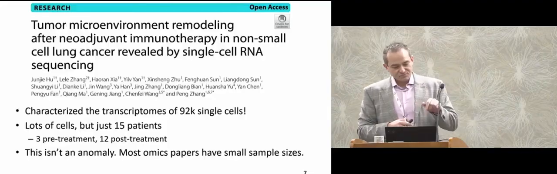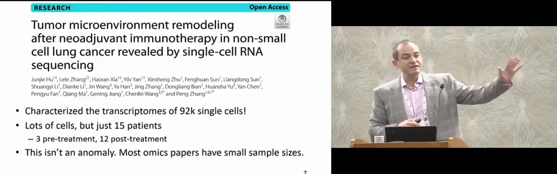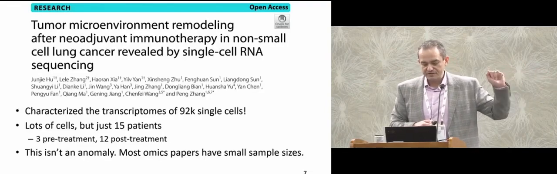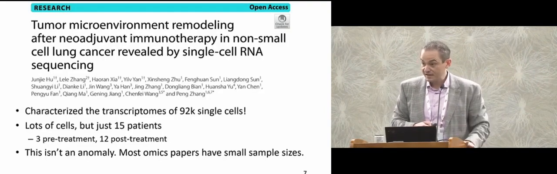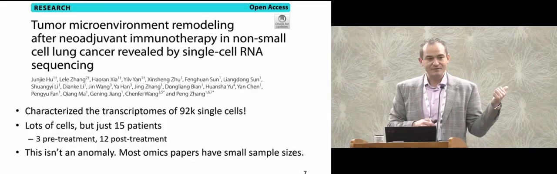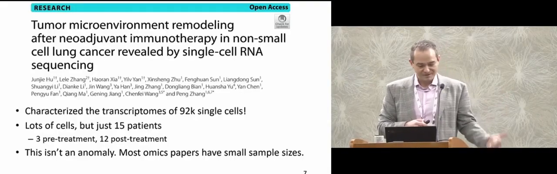So why? Well, this is why. Here's an example paper. They characterized the transcriptomes in 92,000 single cells. Sounds like a lot of data, right? 15 patients. 15 patients, 3 pre-treatment, 12 post-treatment. You can't train a model on this. You imagine the kind of covariates you have to deal with. Your model's going to just be predicting garbage. It's not going to work.